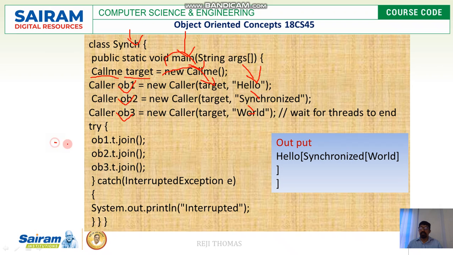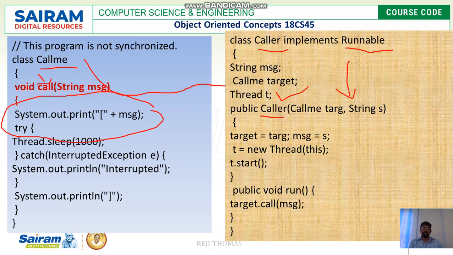Now we are going to call the join method: ob1.t.join, ob2.t.join, ob3.t.join. This is going to call the join method. We have the run method, and the run method calls the call method. Inside the call method, we are going to print the message.